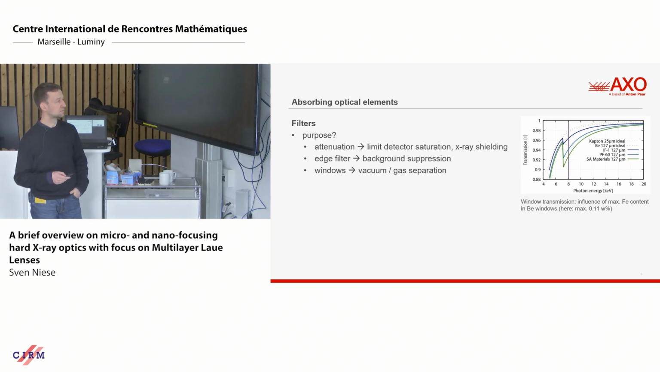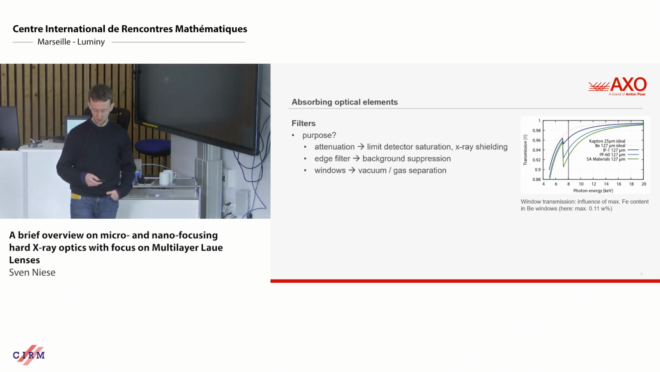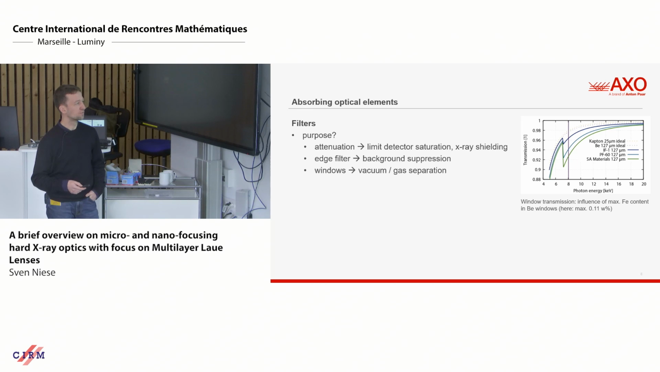You can have edge filters. For example, a nickel foil is good for copper radiation because it attenuates the copper K beta quite a lot, but the transmission for the K alpha is better. Of course, you're always losing photons with this. You may want to introduce windows, for example, for vacuum gas separation.